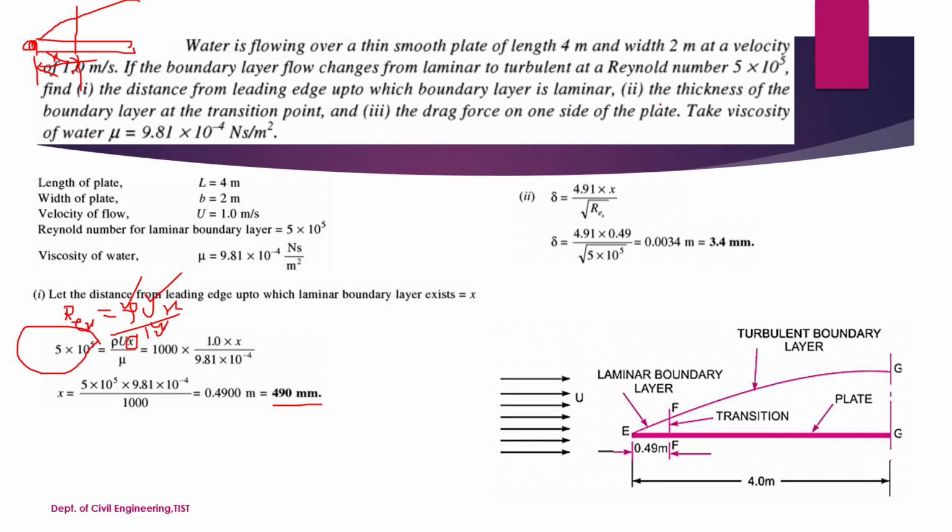Now for the second part, what is the second part? The thickness of the boundary layer at the transition point. So at the transition point, the flow is laminar, so we can use the equations for laminar boundary layer. The equation for delta for laminar boundary layer is 4.91 x by root Re_x. Re_x value at this particular point is 5×10⁵. So substitute the values and you will be getting the value of delta. Delta value is obtained as 3.4 mm. So the thickness of the boundary layer at F is equal to 3.4 mm. Second part of the question is also over.